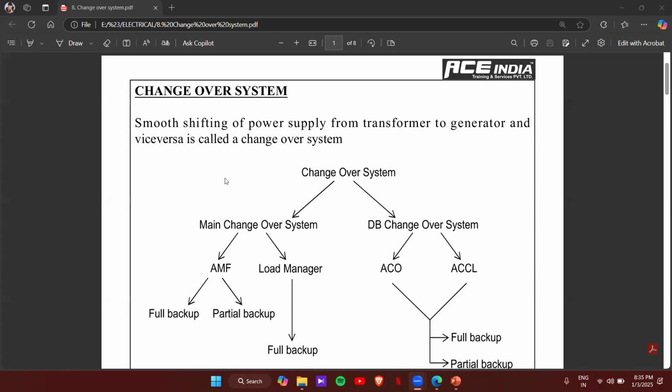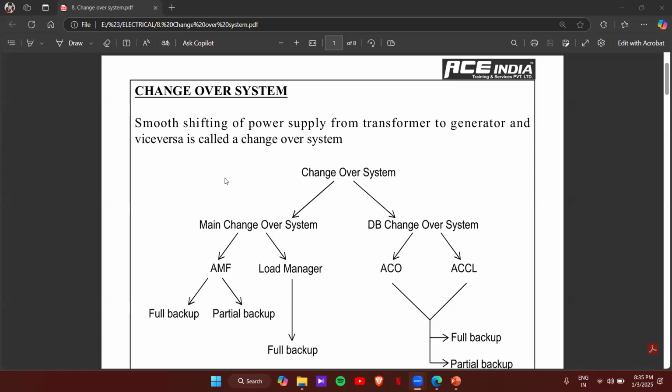Okay, so if there is no supply from the EB side, you have to go for a backup. That backup will be a diesel generator. So using that, we'll be taking the backup. So the switching between the main side and the DG side, we'll call it the changeover system.